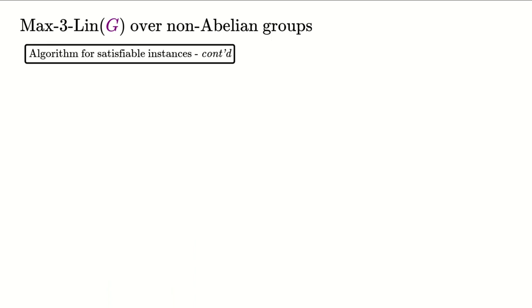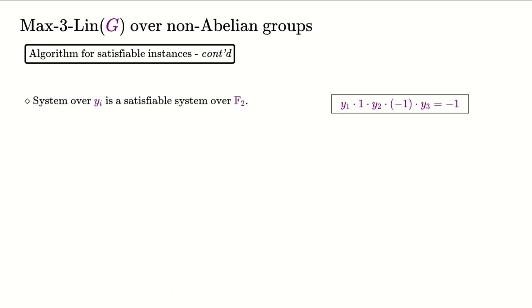Let us now continue discussing our algorithm. We have arrived at a system of equations with yi being ±1 valued, with multiplications between them. But this is actually a system over F2, which is perfectly satisfiable and abelian. And hence we can find yi using Gaussian elimination and hence get information on the signs of each xi.